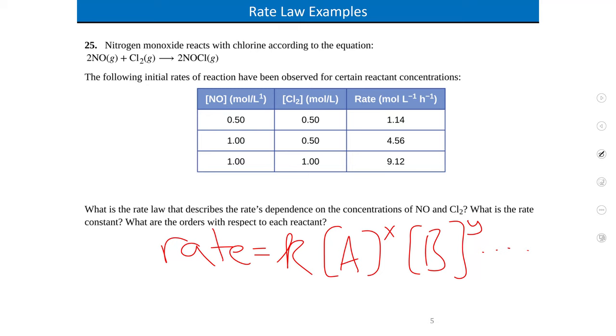So if it's a reaction that has five reactants, we would have A, B, C, D, E, all with their own individual exponent. And the assumption that we're making right now is that X and Y, all the exponents, have to be either 0, 1, or 2. I'll show you the way we can not make that assumption in a minute, but let's start with a simple case. So for this reaction, 2 nitrogen monoxide plus chlorine gas reacts to make 2 NOCl, and we have a bunch of rates and initial concentrations. What's the rate law?